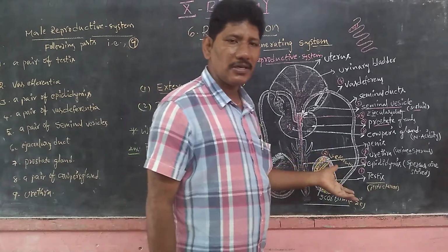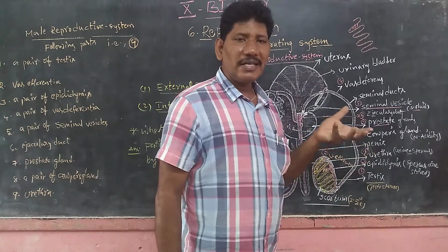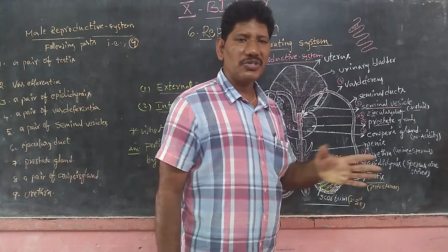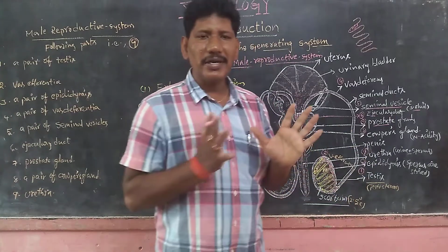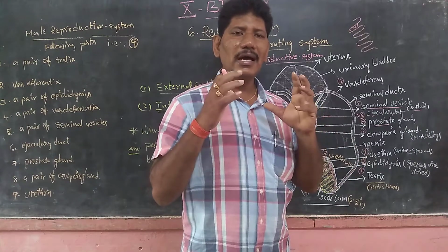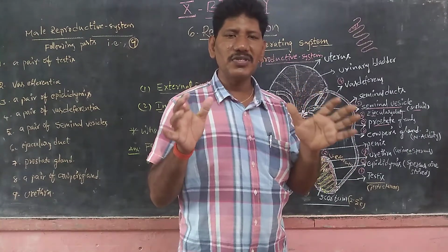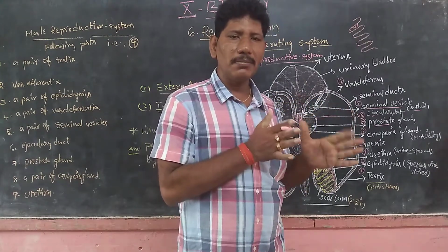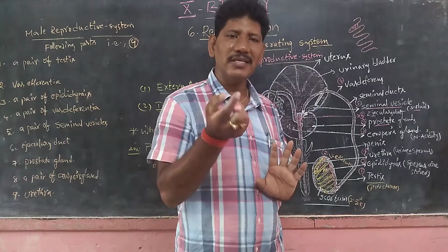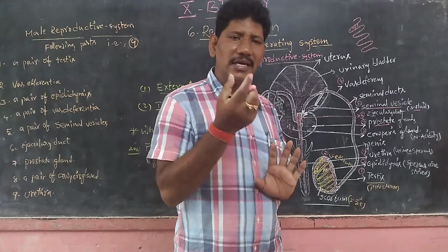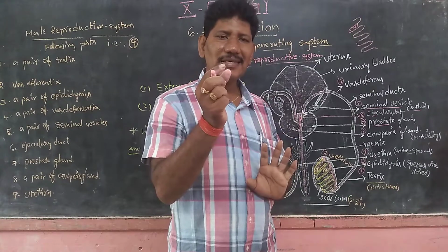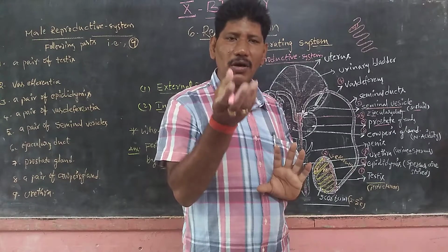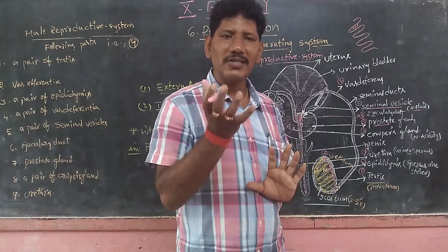So once again, repeat, children. Especially in the 10th class, the placental mammal reproductive system, due to sexual dimorphism, the male and female reproductive systems obviously differ. So let us focus on the male reproductive system. It mainly consists of two parts: one is the penis, the second is the testis. The testis is located outside the abdominal cavity, hanging in the scrotum, the pouch-like structure.